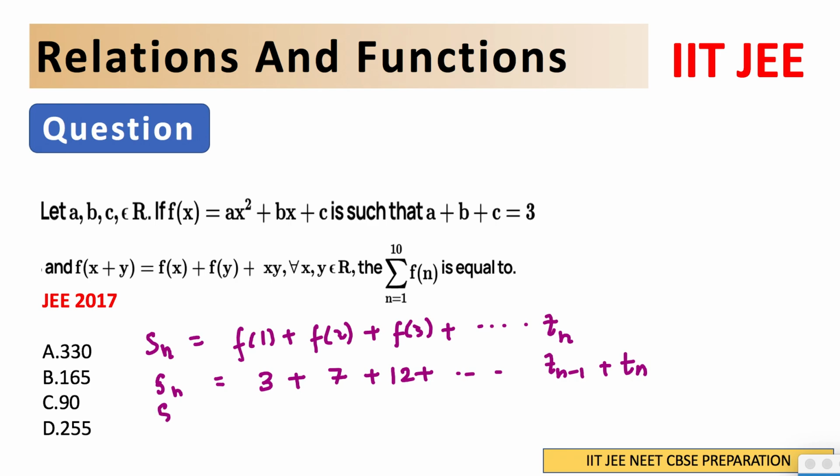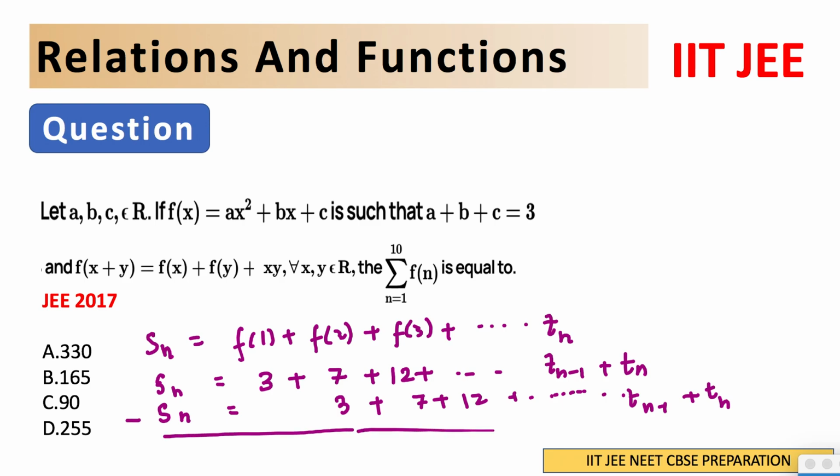Now write this same Sn again, shift it one place towards the right. So we can write 3 plus 7 plus 12 plus so on. Here you will have Tn minus 1 plus Tn. So now we have Sn and Sn. Now what we are going to do is subtract these two expressions from both the sides like this.